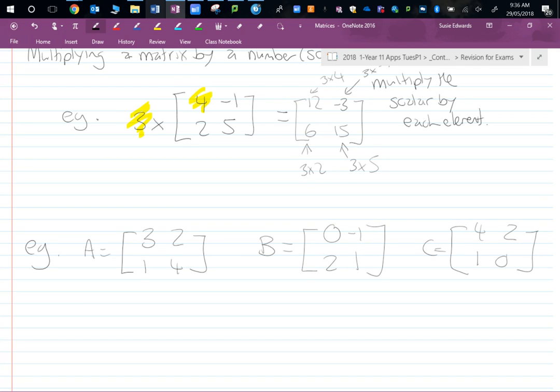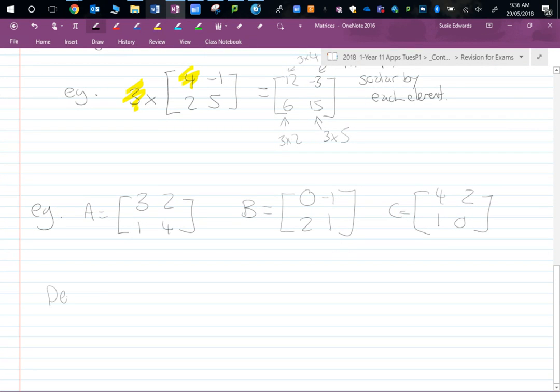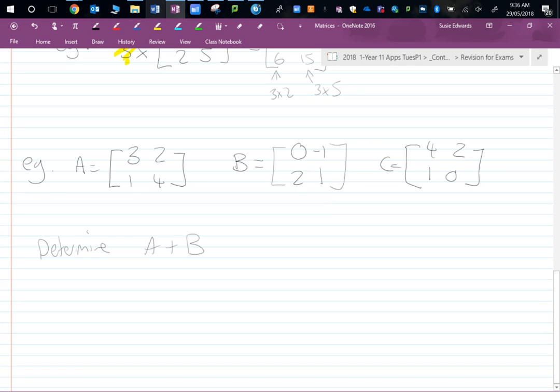Then it's going to ask you questions like this, so it might just say determine A plus B. And so if you get asked that, you need to draw the 3, 2, 1, 4, which is A, plus 0, negative 1, 2, 1. But the question is just going to say A plus B. It's not going to draw out the matrices for you. And so we end up with 3, 1, 3, 5 as your answer. Everyone okay with that? I think you got good to there.